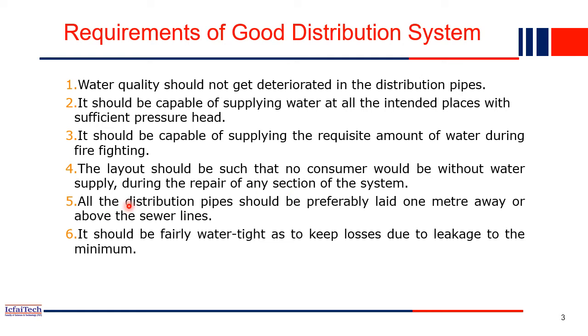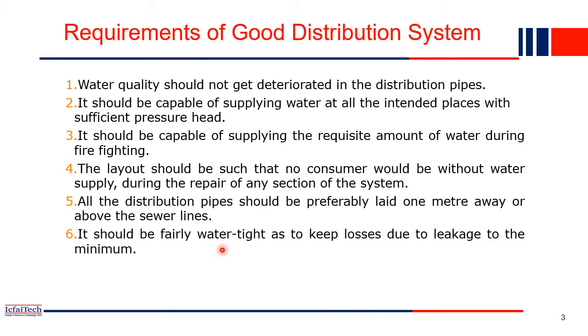water should be distributed to all households. All the distribution pipes should preferably be laid 1 meter away from or above the sewer pipe. That is again very important, because we are distributing clean water. It should be very far apart from the sewage line, because if any leakage happens into our main distribution system, then the pollutant will come into the purified water. Again, this will create problems in the entire system.